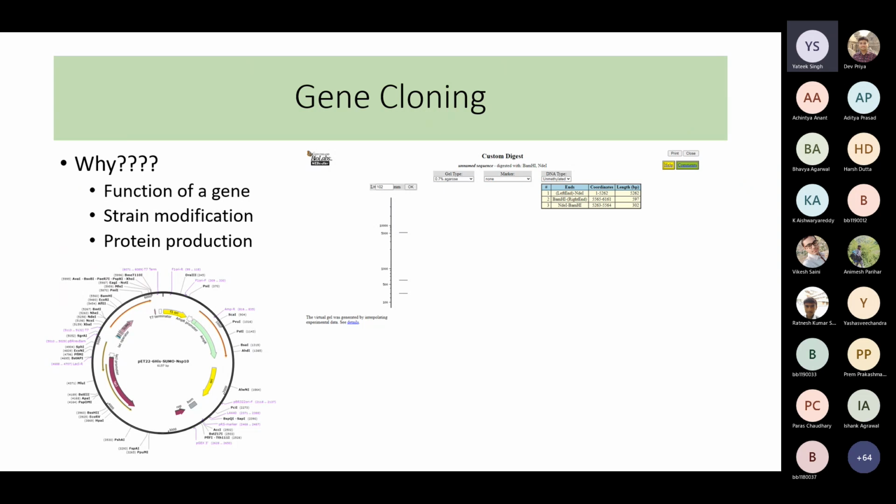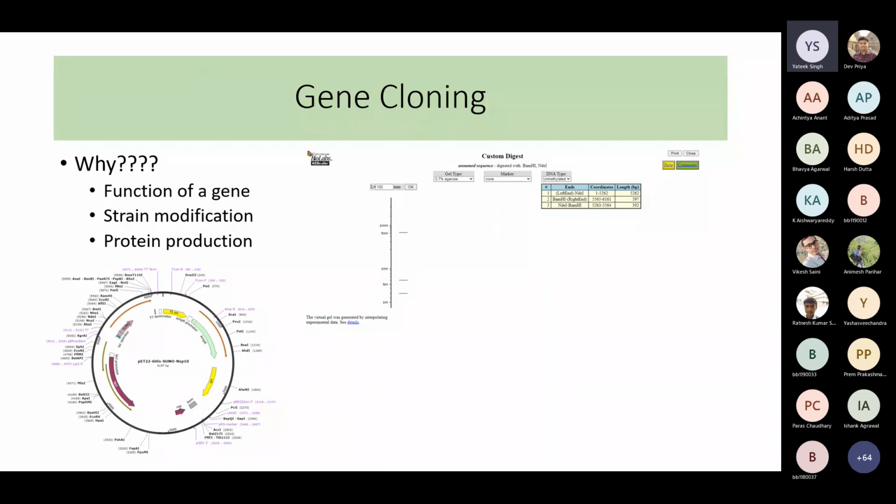So why do we need to clone a gene? Why do we need to express a protein? Why do we need to express a gene fragment? Because at times we need to know the function of a gene. We need to study what the function of the gene is if we knock it down, if we knock it out, or if we express it in excess. Second can be strain modification, like there is some bacteria or mammalian cell, and we need to modify our strain so that it produces more of our gene of interest.